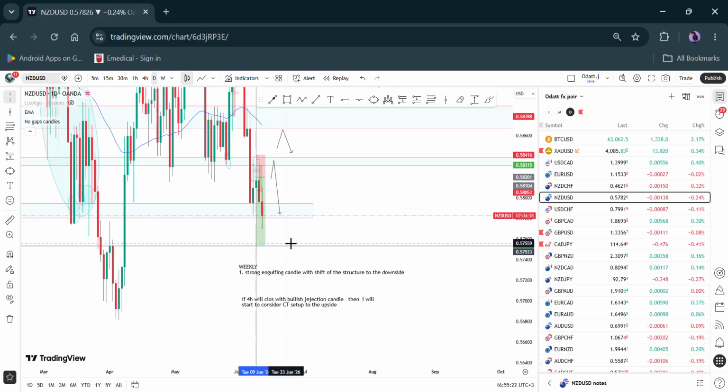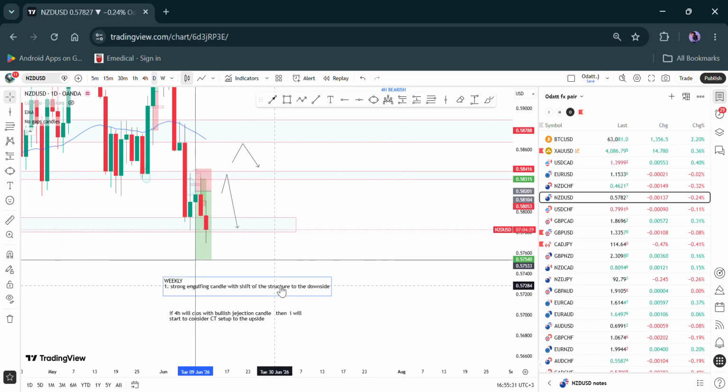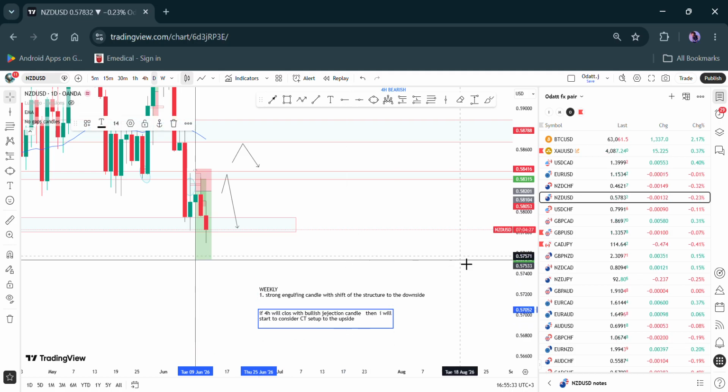So if this candlestick closes under this area, I will just set and forget and wait for the price to reach that area of interest. So that is the recap on NZD CHF.